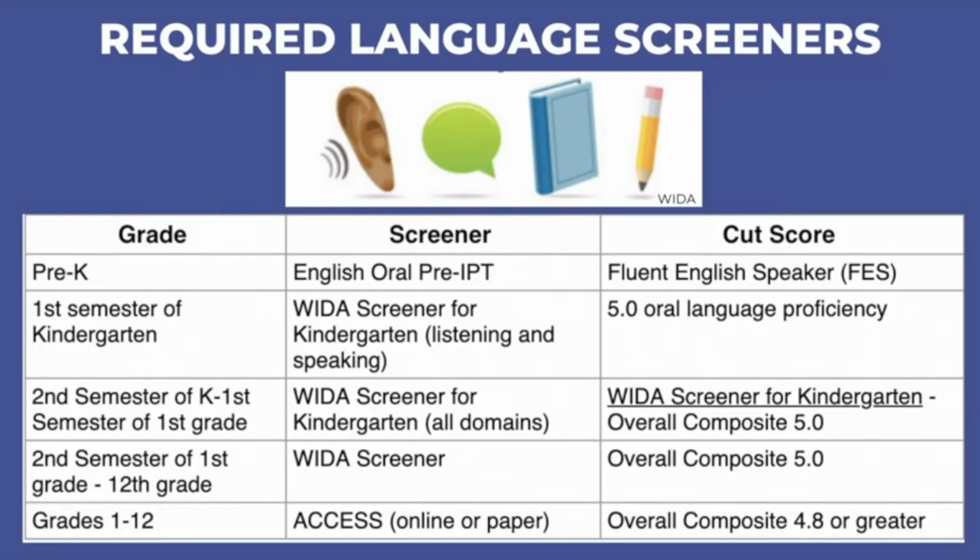Required language screeners. Illinois uses WIDA's language screeners and summative yearly ACCESS test to measure English language proficiency. If a student enrolls in our district having previously participated in the WIDA screener or ACCESS test from another district in Illinois or another state within the WIDA consortium, those scores are used for placement. The chart on the screen is used by the district to determine which screening tool and cut scores are used based on the student's grade level.